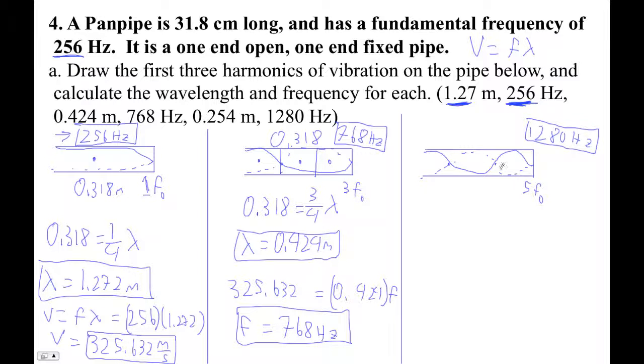All right. Oh, we haven't even figured out this wavelength. Let's do it. All right, here we go. Let's do 1, 2, 3, 4, 5. Is that right? 5 quarter wavelengths. So 0.318 is 5 quarter wavelengths, right? So now let's find the wavelength. The wavelength is 0.318 times 4 divided by 5. 0.2544.